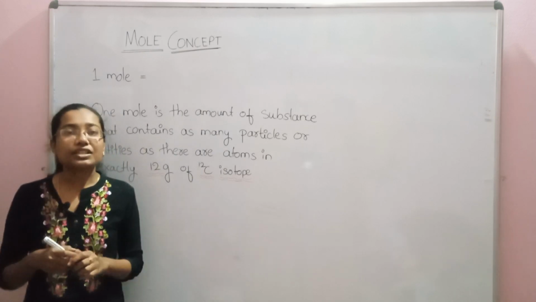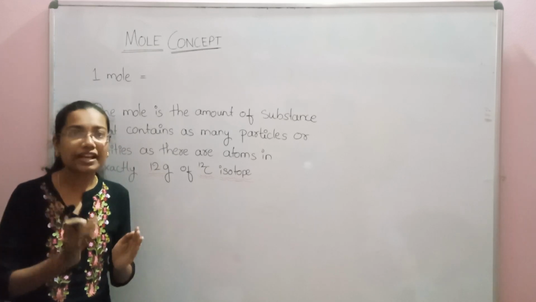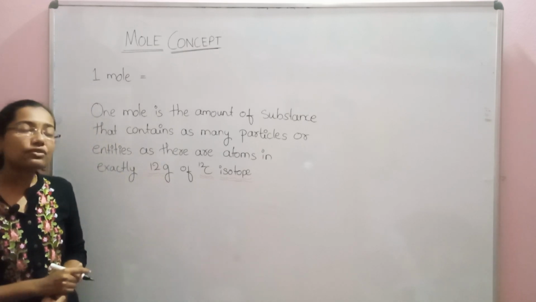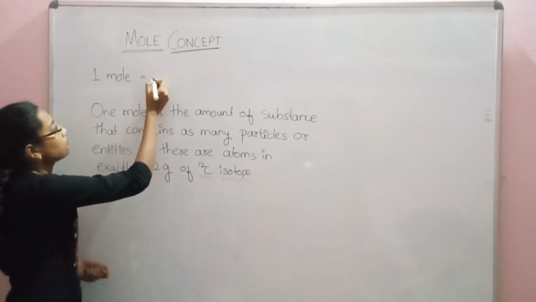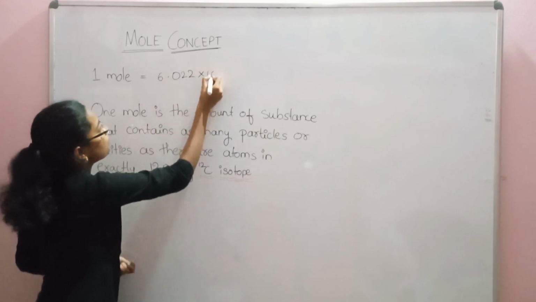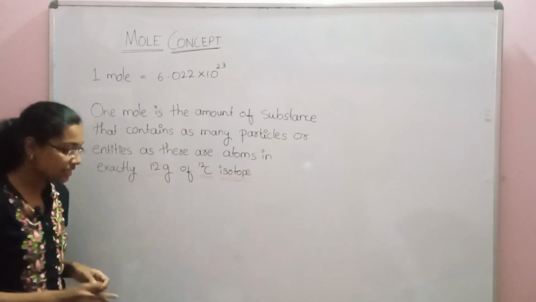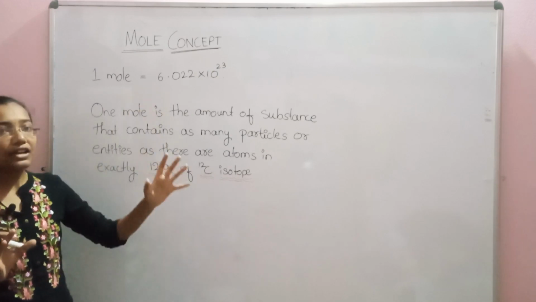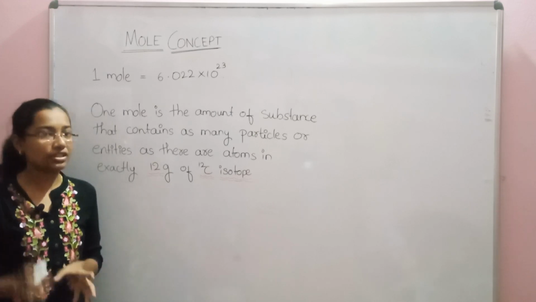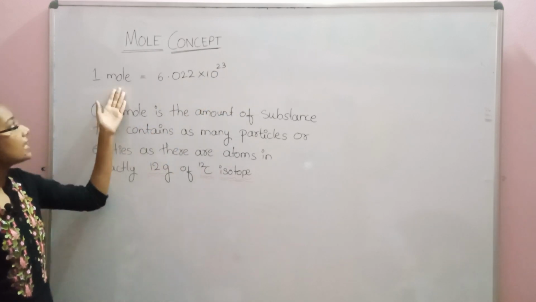Now we know that one mole is a simplified unit for substances. What is the value of 1 mole? 1 mole is equal to 6.022 into 10 to the power 23. This is the value of 1 mole. It means if you have entities, and entities means you can take atoms or molecules, if you have 6.022 into 10 to the power 23 entities, then it is 1 mole.